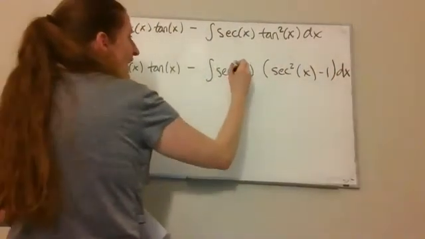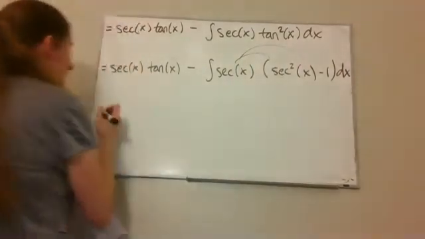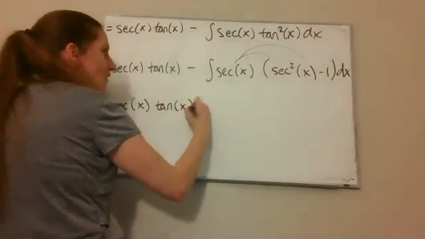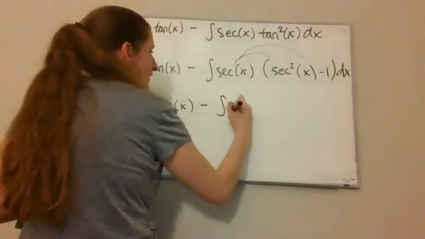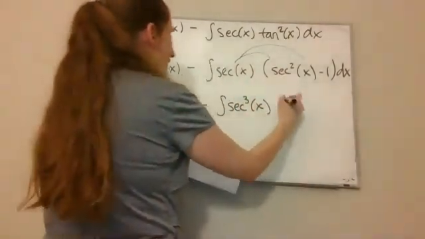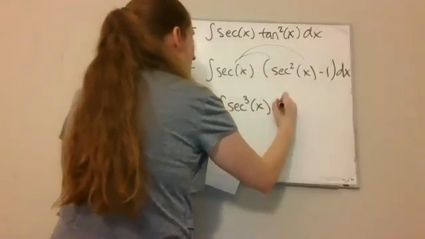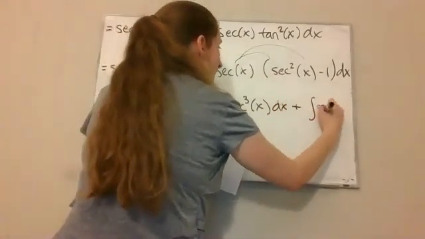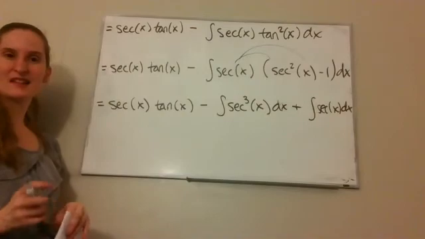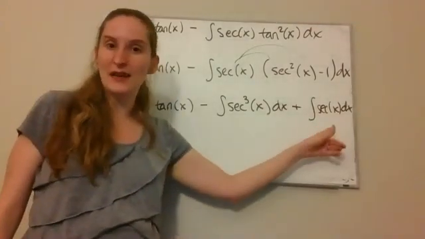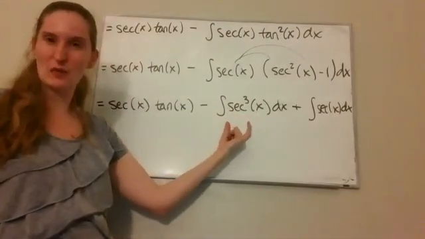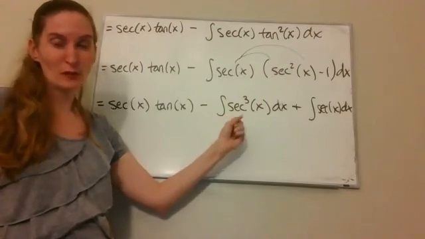So now let me go ahead and distribute. So I get secant x tangent x minus an integral of secant cubed x, and then I'm going to have a plus an integral of secant x dx. So take a second to look at this. The integral of secant x dx we have a formula for. And in the middle here I have a negative integral of secant cubed x dx. That was our original problem.